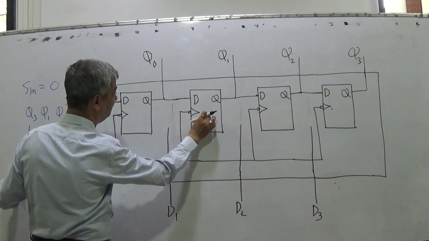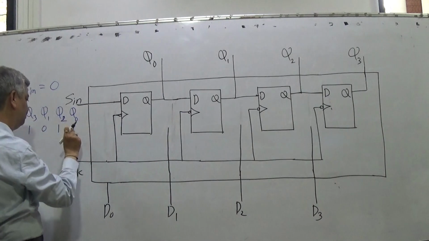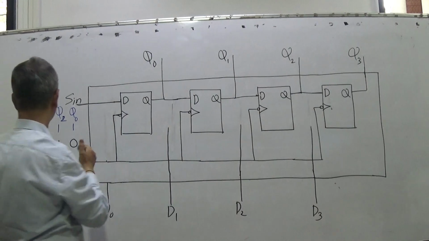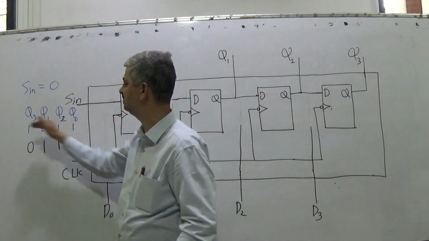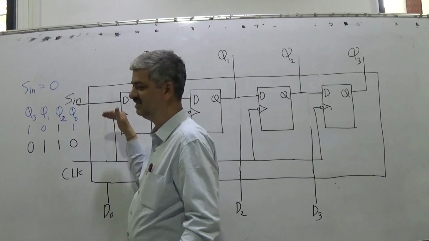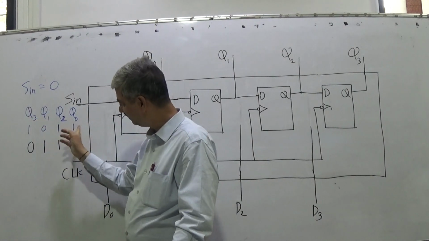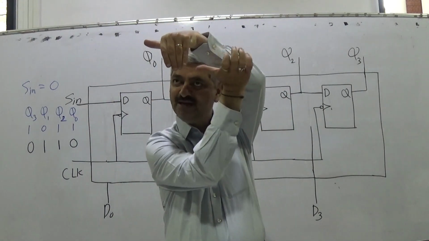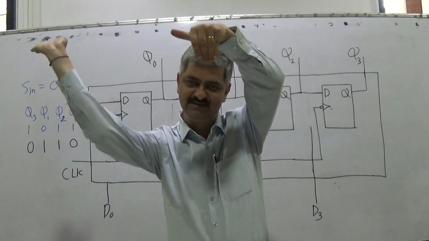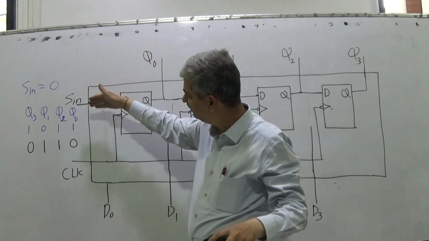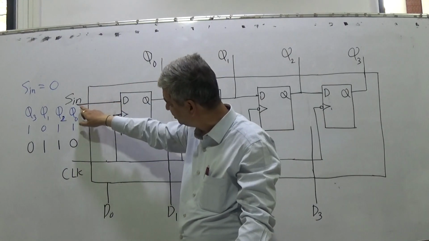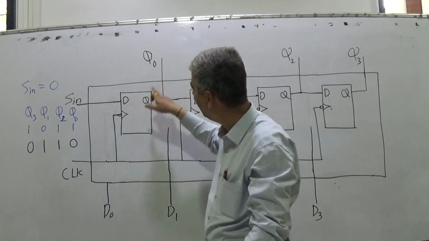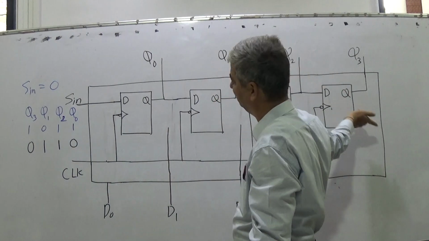What is for this one? What is its D? Old Q0. So this one will be transferred here. This one will be transferred here. This will be transferred here. This is a shift. So I am shifting bits to this side. It is called a shift left. I have the old number, I am inserting a new bit and moving all bits to the left-hand side. Serial input is connected to the D input of the first flip-flop, the least significant flip-flop, and its outputs are connected onward.